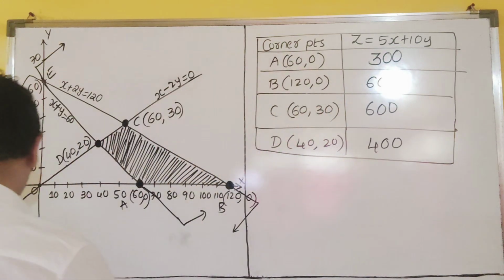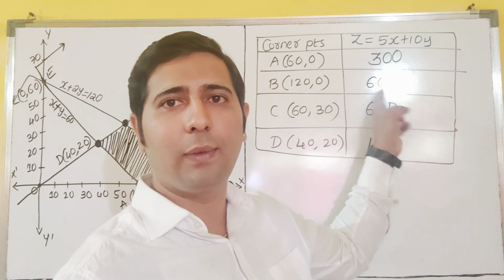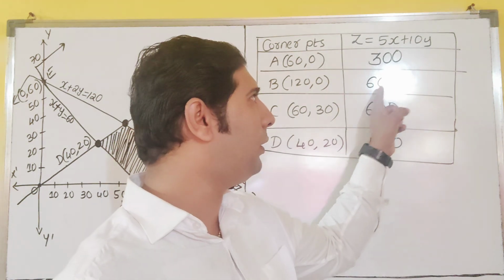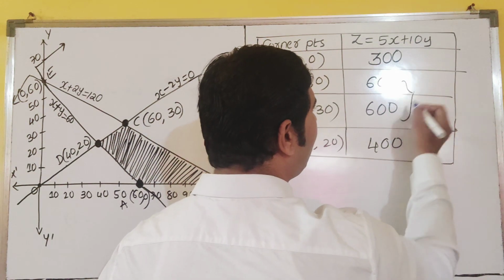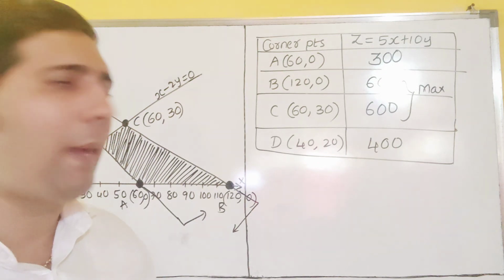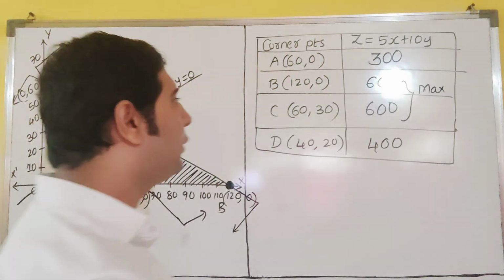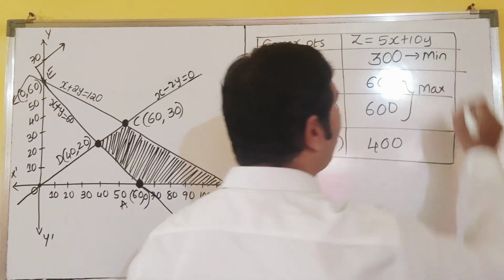So here light is reflecting, dear students. This is 600. Don't get confused. This one you can't see here, it is 600. So now these two are what? Maximum in this. Highest value, these are only maximum. Max means maximum. Which one is smaller? 300. This is minimum. I hope you are understanding.